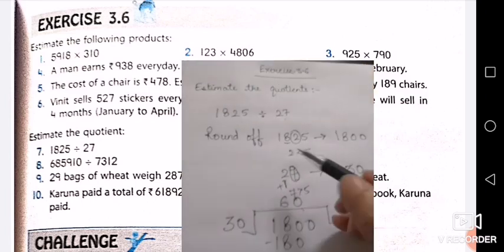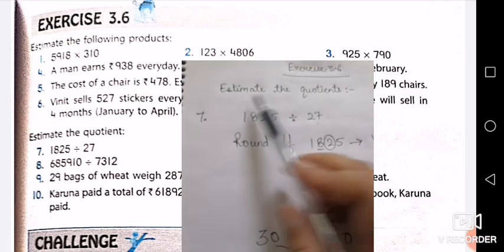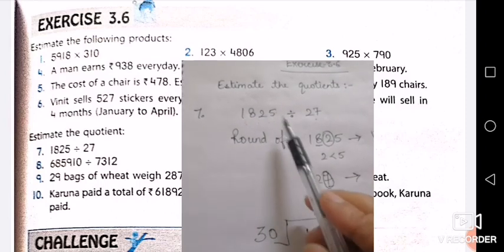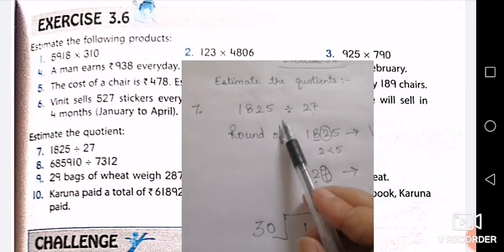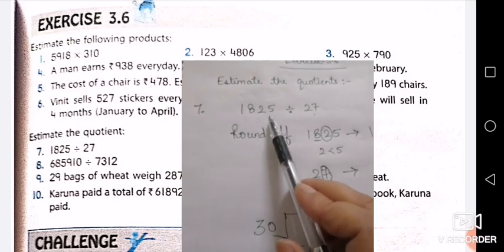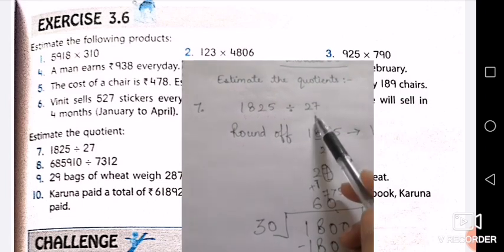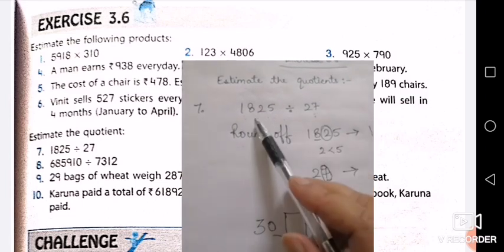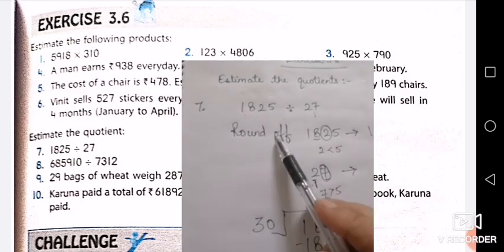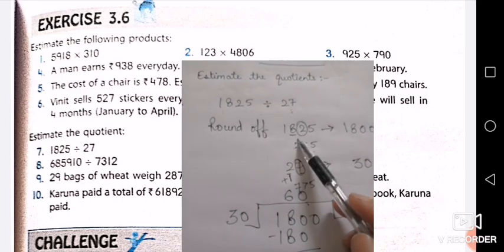Okay, let's see this question again. In this question you have been given 1825 to estimate the quotient. As I told you earlier also, every time we are not going to round off the number to its greatest place value, because we have to see the divisor also, whether the dividend is divisible by the divisor. According to that only we are going to do the round off of this number.